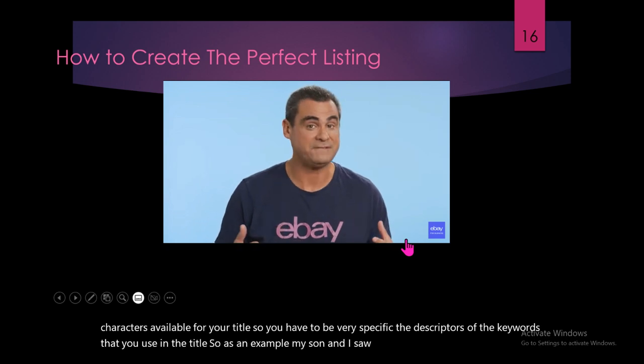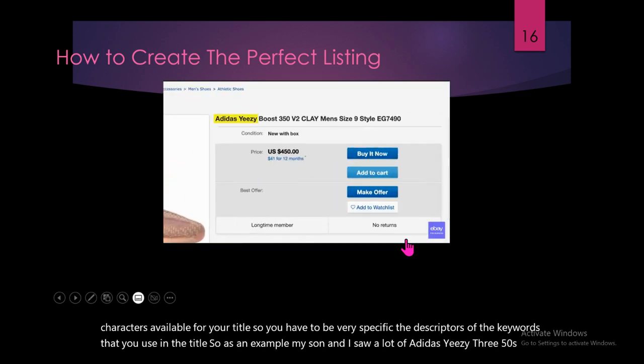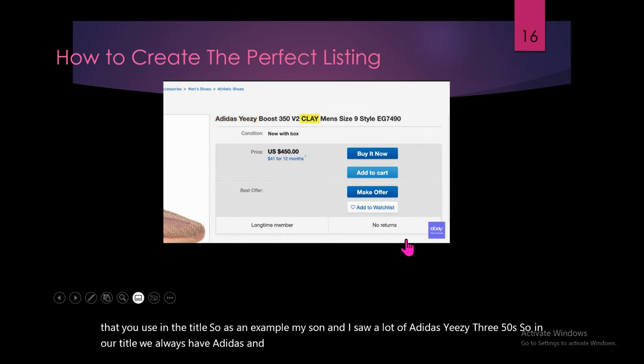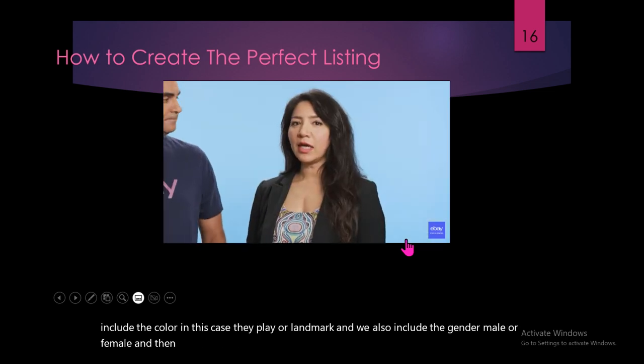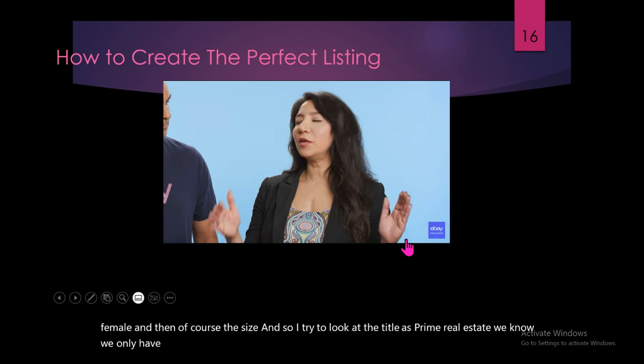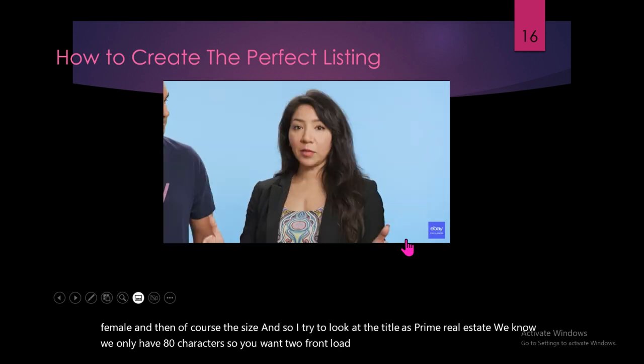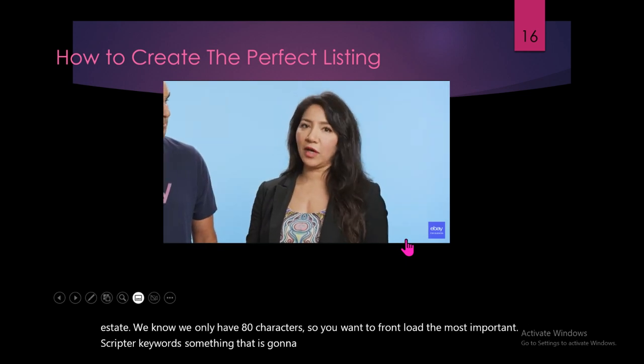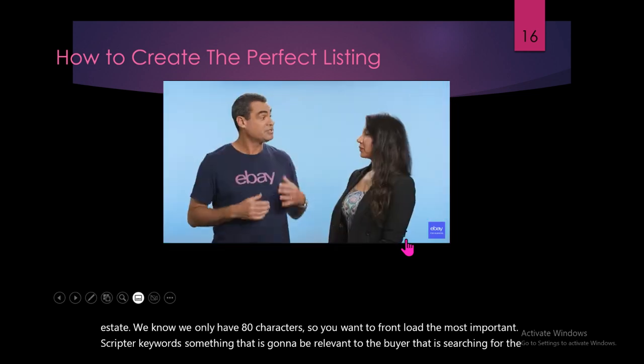So as an example, my son and I sell a lot of Adidas Yeezy 350s. So in our title, we always have Adidas and Yeezy, which is the brand and the style. And then we also include the color, in this case, say Clay or Lundmark. And we also include the gender, male or female, and then, of course, the size. And so I try to look at the title as prime real estate. We know we only have 80 characters, so you want to front load the most important descriptor keywords, something that is going to be relevant to the buyer that is searching for the item.